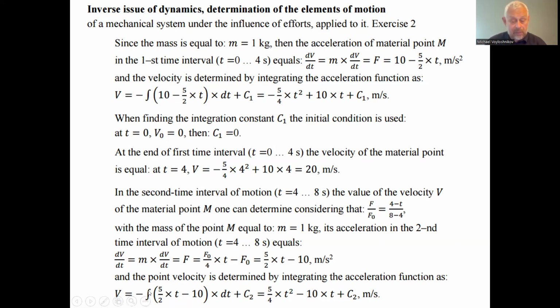the velocity by the integration of this equation of dependence of the acceleration. And having that, we can find that the velocity on the second segment from 4 to 8 seconds will be 5 divided by 4 multiplied by t squared minus 10 by t plus C2. So we have to find what is equal to the C2.